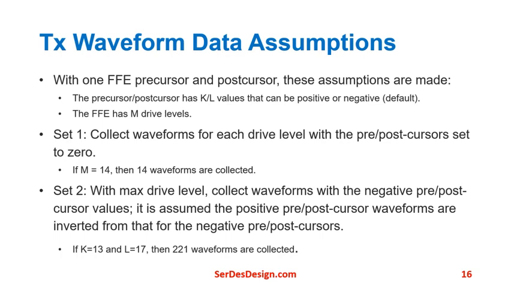Then collect the set 2 set of waveforms with the maximum drive level. Collect the waveforms with the negative pre and post cursor values. It is assumed that the positive pre and post cursor waveforms are inverted from that for the negative pre and post cursors. If K is equal to 13 and L is equal to 17, then 221 waveforms are collected. These assumptions result in collecting 235 waveforms for each corner case.